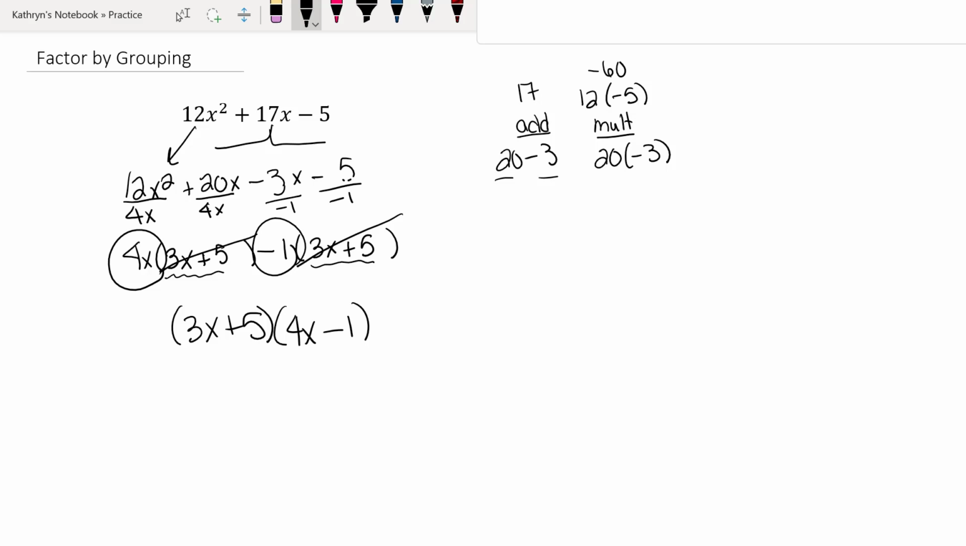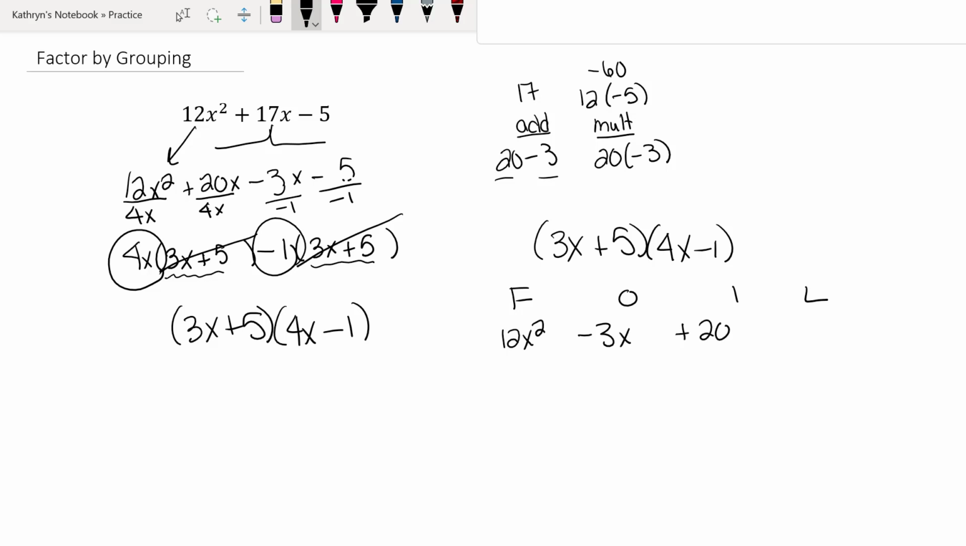But now let's check it just to make sure. So I'm going to rewrite it, 3x plus 5 times 4x minus 1. So we're going to FOIL. F-O-I-L. So first, 3x times 4x is 12x squared. Outside, 3x times negative 1 is negative 3x. Inside, 5 times 4x is plus 20x. And 5 times negative 1 is negative 5.